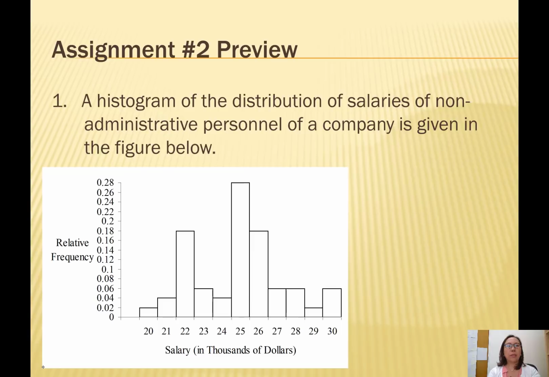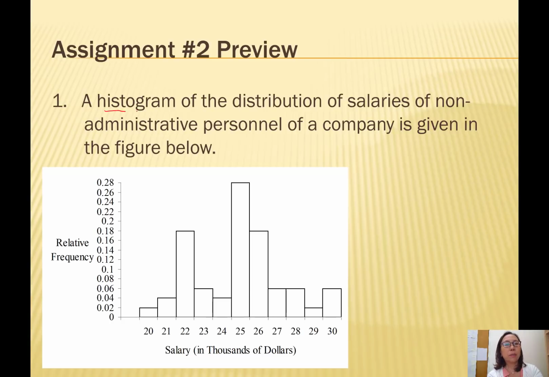Okay, assignment 2, let's preview. Question 1, it says a histogram of the distribution of salaries of non-administrative personnel of a company is given in the figure below. What you see here is a graph. We talked about 3 different types of graphs. You see here the bars are attached to each other, and we remember the attached bars would create a graph that is called a histogram, and it's useful for continuous data.